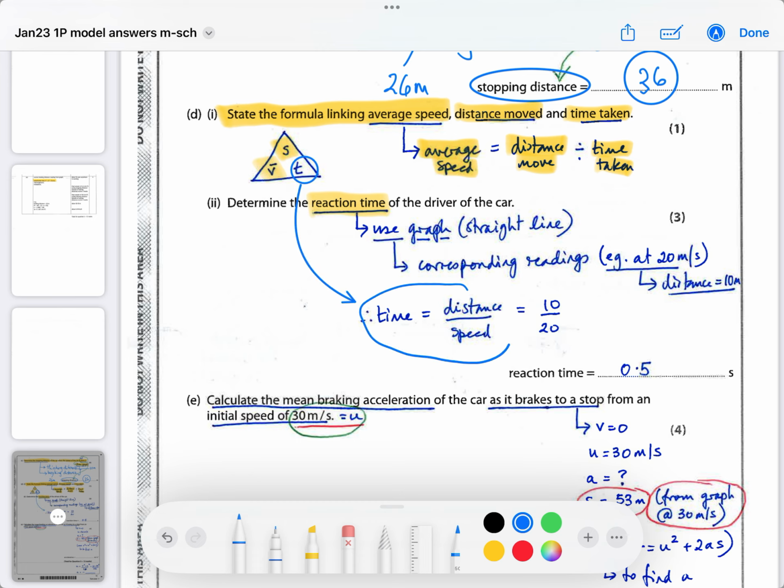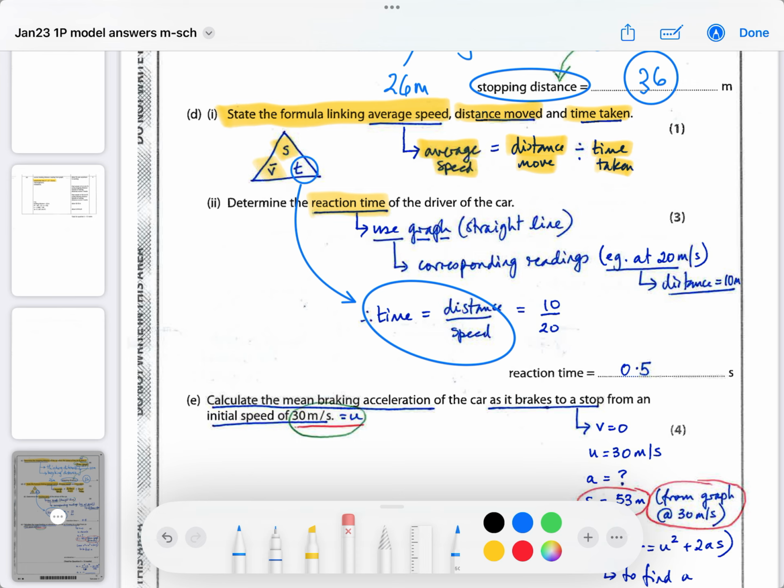So time will be distance traveled against speed. But we want the reaction time. So we have to use the graph, which is a straight line graph, which shows the reaction timing. Okay, so that's the one we want to use.